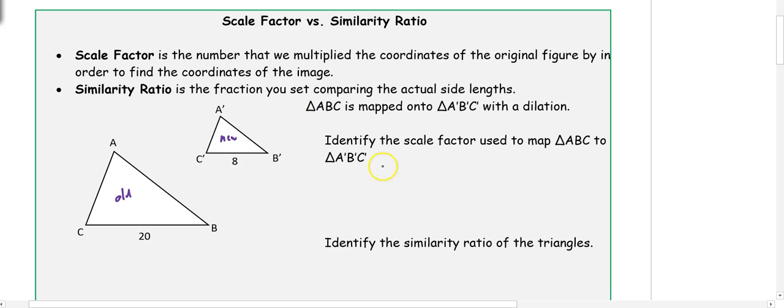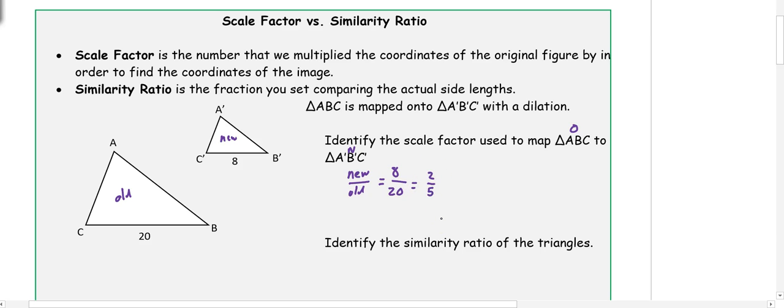So when we're looking for scale factor, it's always going to be new over old. So we can look in the picture by looking at the A's and the A tick mark letters, or in the sentence we have ABC is the old one because it's the first triangle, A prime, B prime, C prime with the little tick marks is the new figure. So when we compare those, we would take the same side of the figure, so in this case the BC's, and the new side is 8, the old side is 20, and that reduces to 2/5.